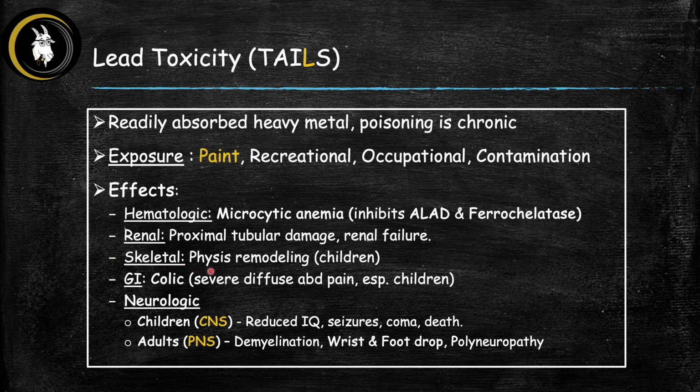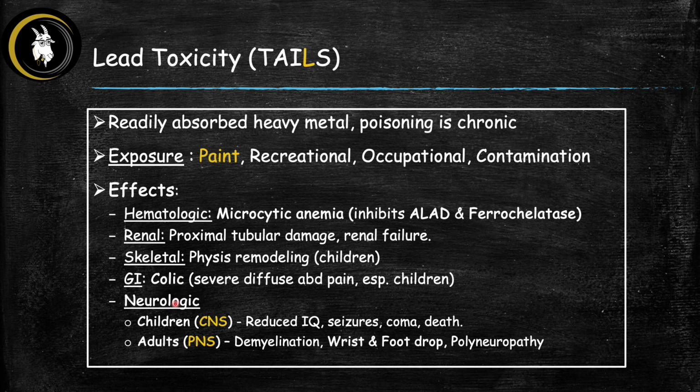Skeletal system, it can cause growth plate remodeling in children, and there's some characteristic finding on x-ray that I'll show you on the next slide. Gastrointestinal tract, it can cause problems with severe, poorly localized abdominal pain, again, especially in kids. This is known as colic, and this is especially high yield on board exams. If you have a kid who has abdominal pain and all the workup has been unremarkable and it's chronic, pay attention for lead toxicity, especially if they have anemia.